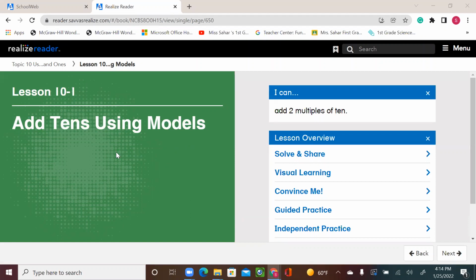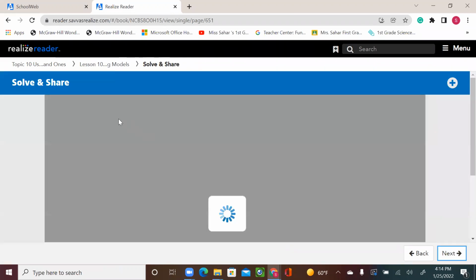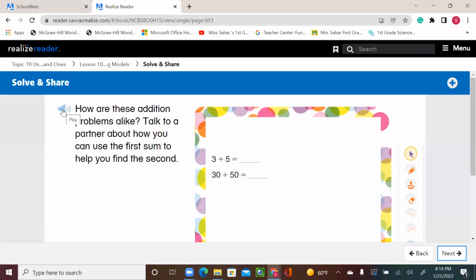We're starting a new topic, topic 10. Let's see what we have. Add tens using models. In your book, please open page 401. How are these addition problems alike? Talk to a partner about how you can use the first sum to help you find the second.